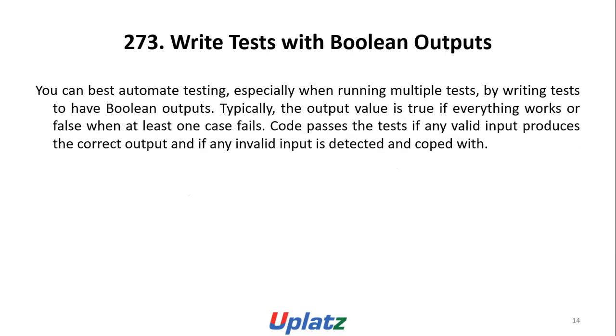Write tests with Boolean outputs. You can best automate testing, especially when you are running multiple tests, by writing tests to have Boolean outputs. Typically, the output value is true if everything works, or false when at least one case fails. The code processes the test if any valid input produces a correct output, and if any invalid input is detected and coded with.